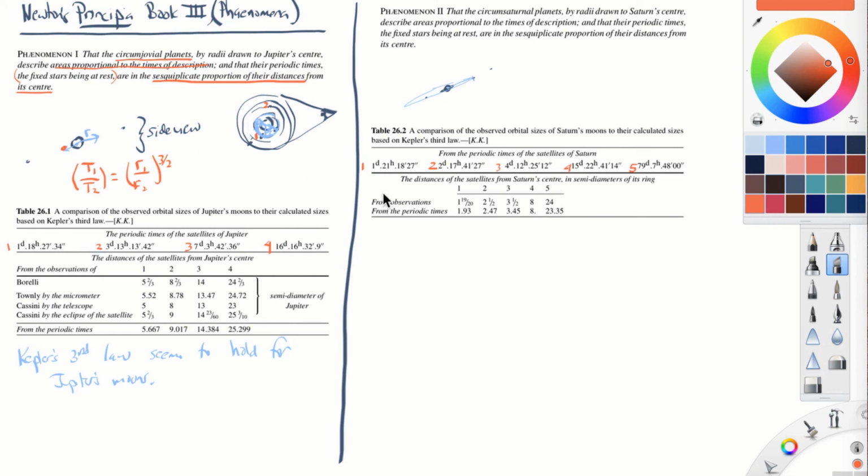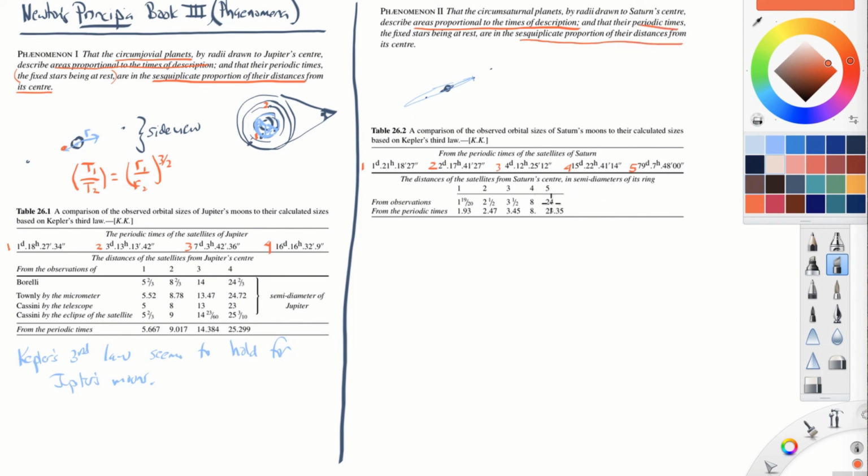And you could look at whether or not the distances between Saturn and the planet and their periodic times follow this ratio given by Kepler's third law. And once again, he finds that, first of all, I guess I skipped over something. First of all, the areas that are swept out by these moons are proportional to the time you're considering. And secondly, that the periodic times are in the sesquiplicate ratio of their distances.